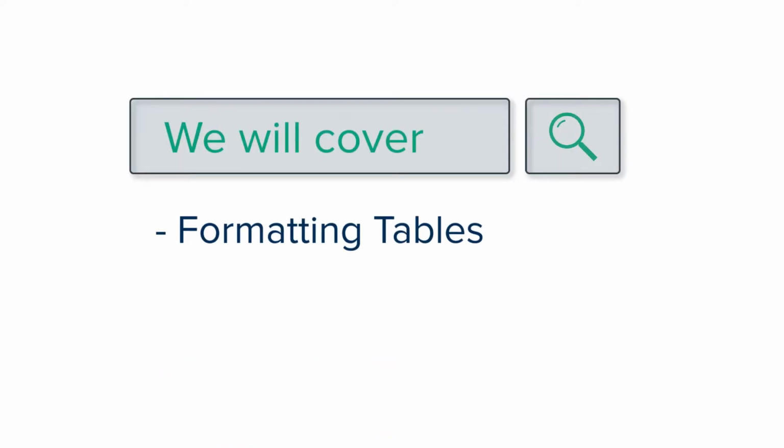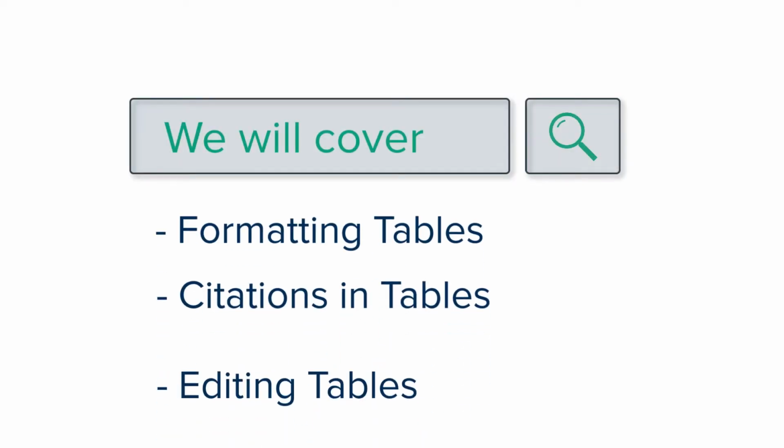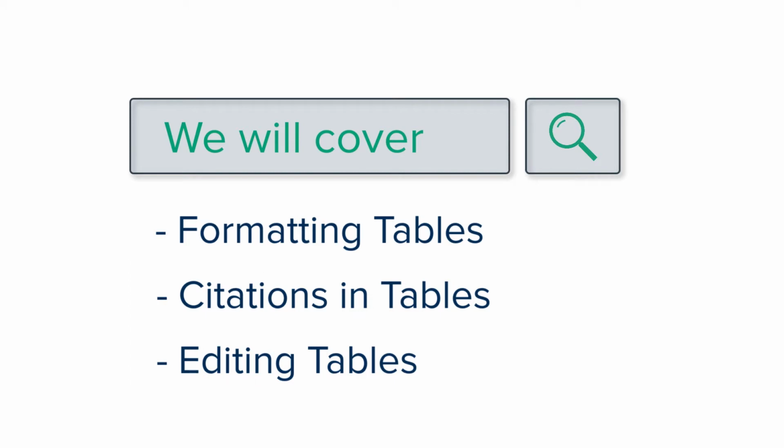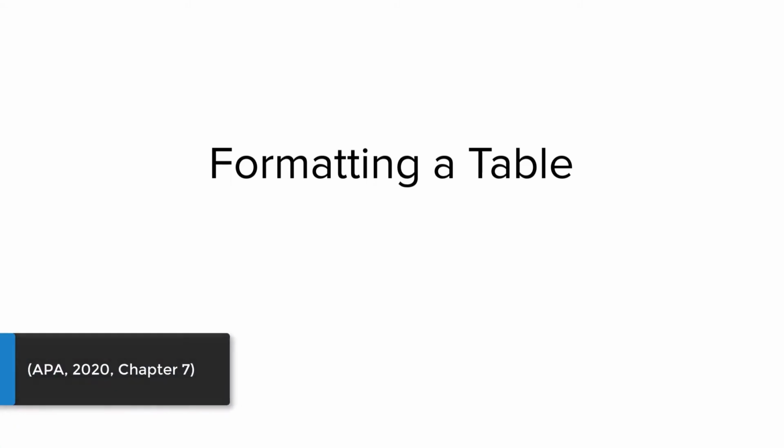We will be covering basic formatting of tables, how to cite sources within tables, and how to edit tables in word processors. The examples will be used with Microsoft Word, but the techniques are transferable for other text editors. Information about formatting tables in APA can be found in Chapter 7 in the APA Manual on Tables and Figures, which we will be using primarily for this video.